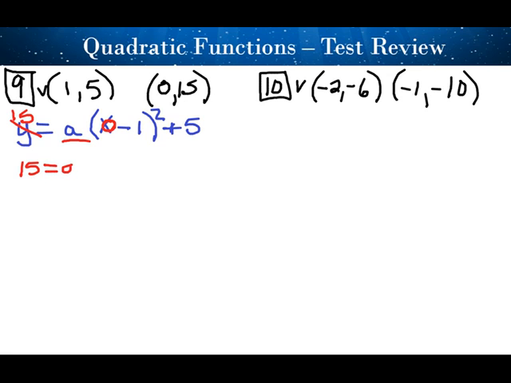So I've got a. And 0 minus 1 is -1 squared. So this -1 squared is just 1 plus 5. Okay. All right. So then in order to get 5 on the other side, I'm going to subtract 5. Okay. And I get 10.